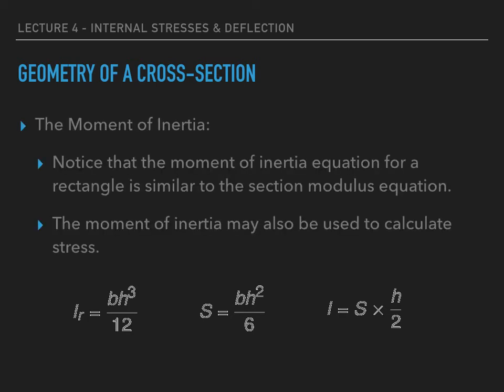So the moment of inertia, as I told you before, is really similar to the equation for the section modulus. Instead of bh cubed over 12, it's bh squared over 6. So I'm just saying that I is equal to S times h over 2 for a rectangle. So S times h over 2 will take that section modulus and give you the moment of inertia I. You can use either one in the equations. Just make sure if it calls for S, use S. If it calls for I, use I. But stress and bending equations can use both.